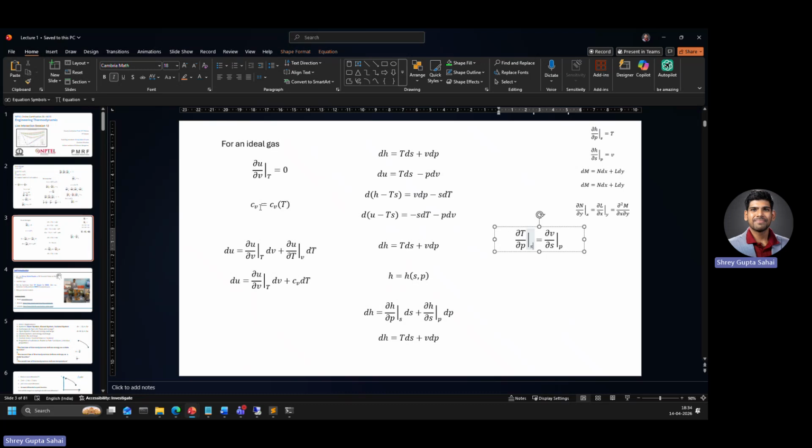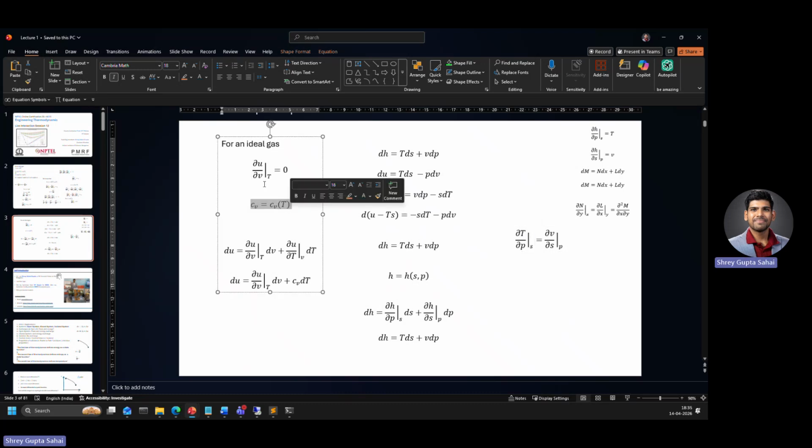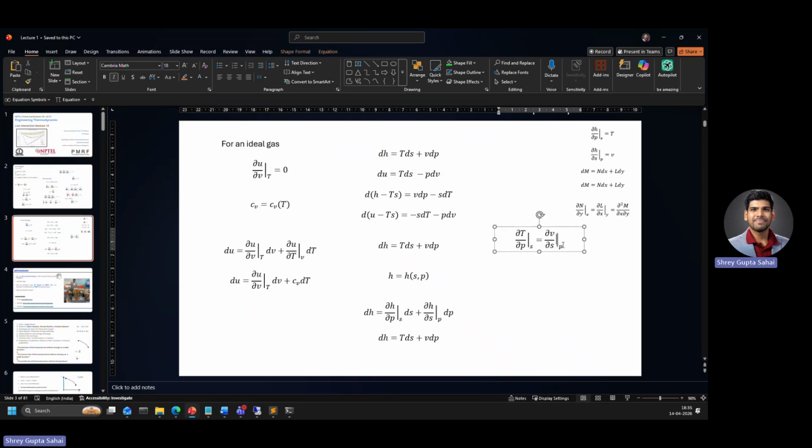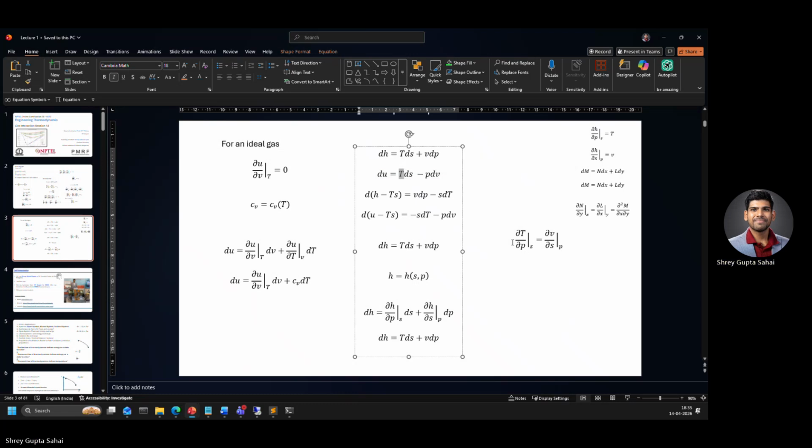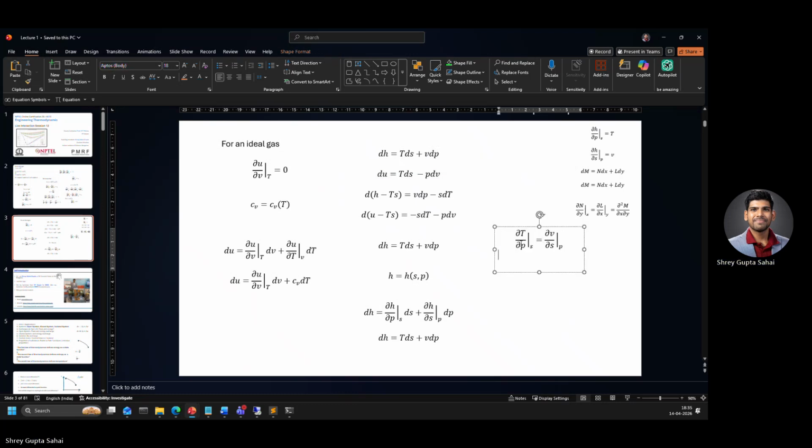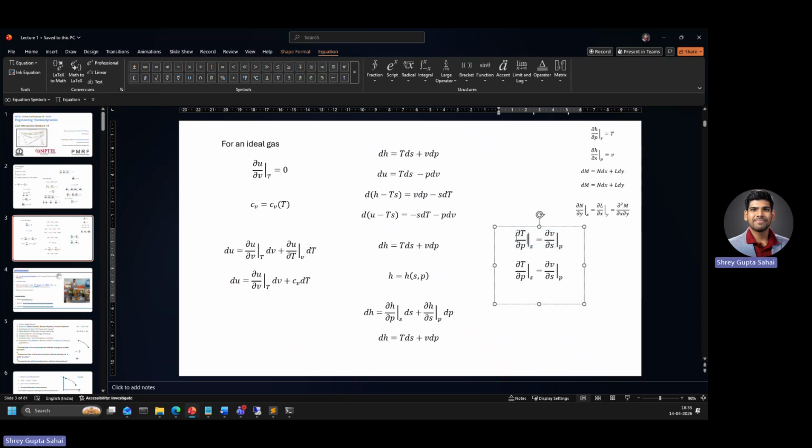But before that, let's try to see that if CV is a function of T, for an ideal gas, can we show that del U by del V at a constant T is zero? So this is the progression. But let's forget about the progression for the time being and let's just derive the other three Maxwell's relations.